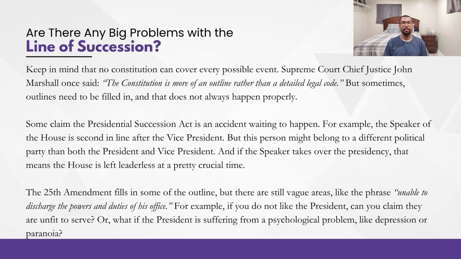The 25th Amendment fills in some of the outline, but there are still vague areas like the phrase unable to discharge the powers and duties of his office. For example, if you do not like the president, can you claim they are unfit to serve? Or what if the president is suffering from a psychological problem like depression or paranoia?